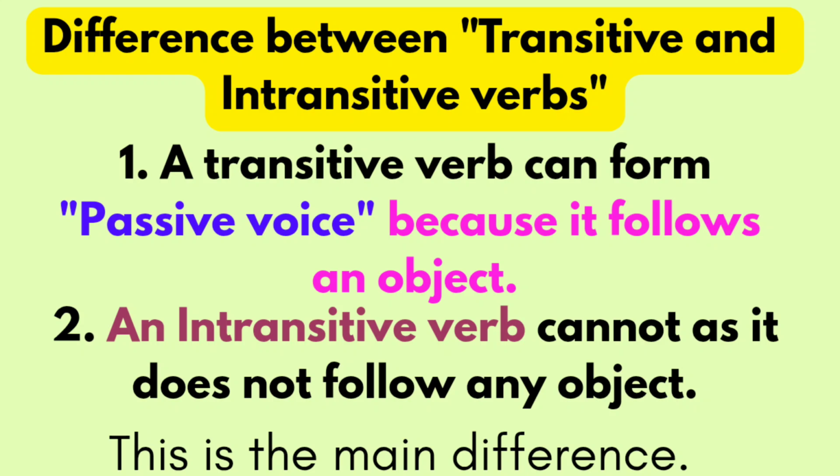So in order to make a passive voice sentence, we need an object. We find objects after transitive verbs. That's why transitive verbs help us to make a passive voice. I hope it is clear. We will see examples. No need to worry.